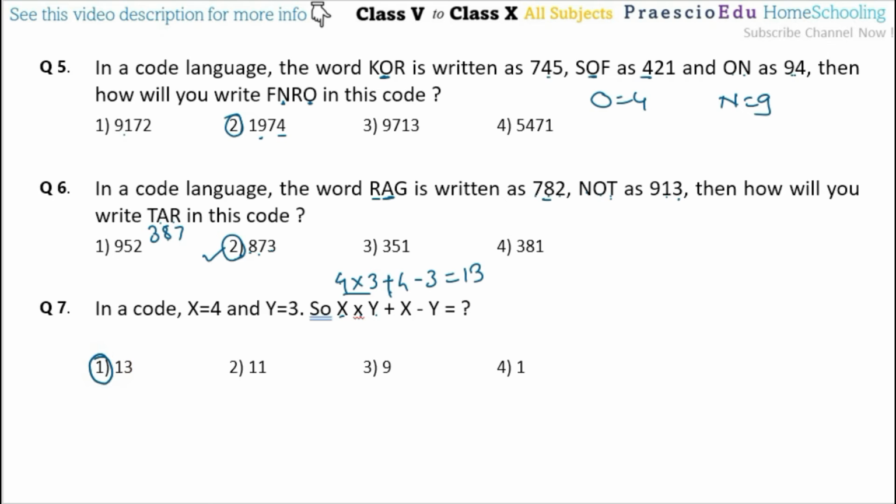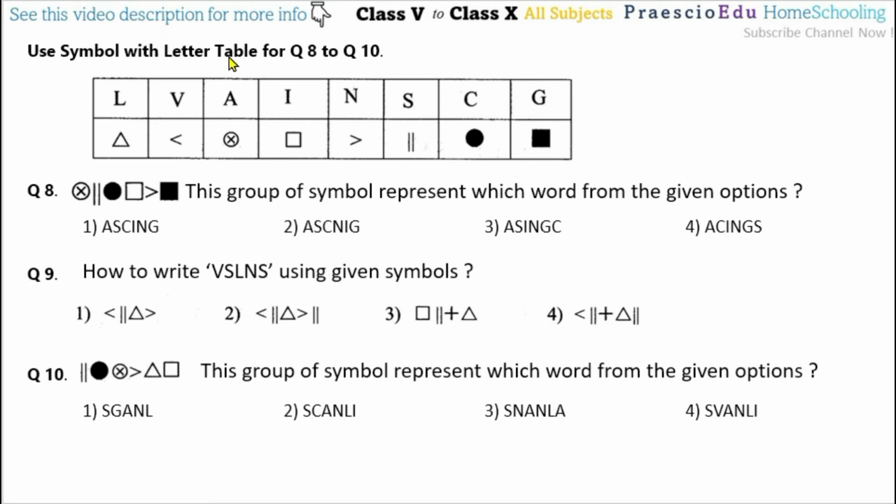in option number 1. Now use the symbols with the letter table, question number 8 to question number 10. This group of symbols represents which word from the given options? This symbol means A, so I note down the A here. This symbol means S, then this one is C, then this is I, now this is N, and this is G. Okay, and this is given in option number 1.